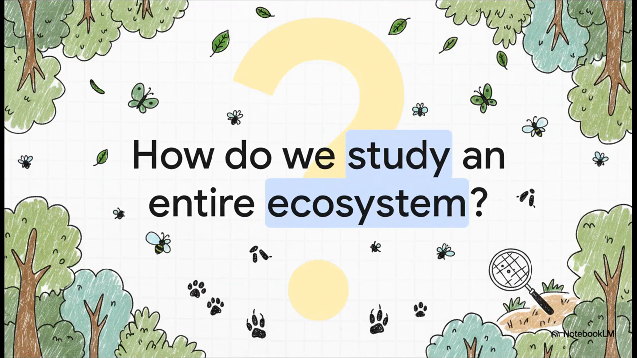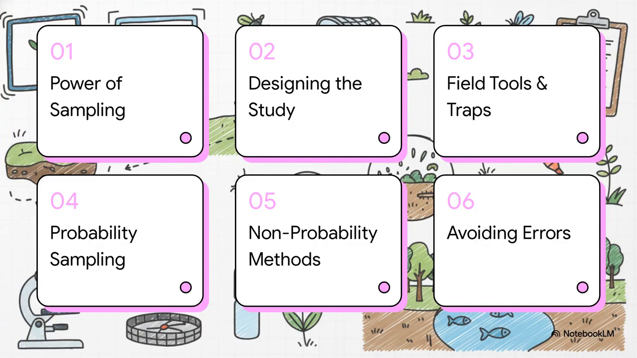The core problem is that it's literally impossible to count every single leaf, track every roaming predator, or catalog every bug in a forest. These ecosystems are just too huge, too dense, and way too dynamic. So how on earth do researchers gather accurate data without spending 100 years stuck in the woods? Well, the answer lies in the highly calculated art and science of sampling. Which brings us to our roadmap for today. We're going to cover the power of sampling, designing the perfect study, field tools and traps, probability sampling methods, non-probability sampling methods, and finally, avoiding common sampling errors.